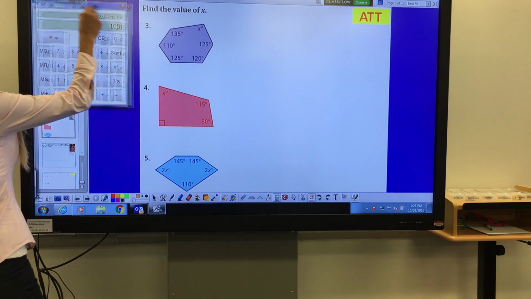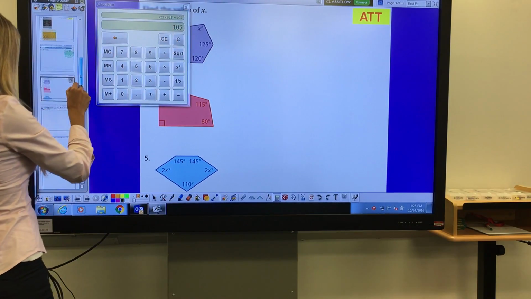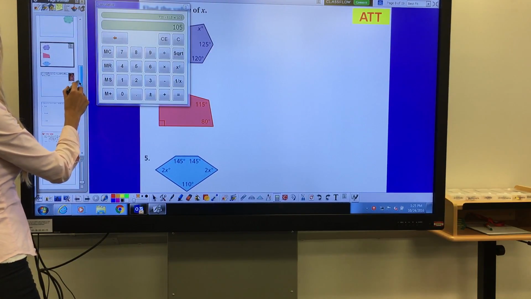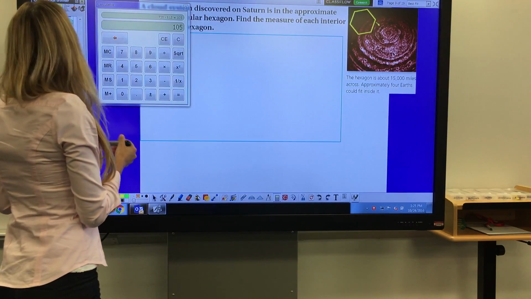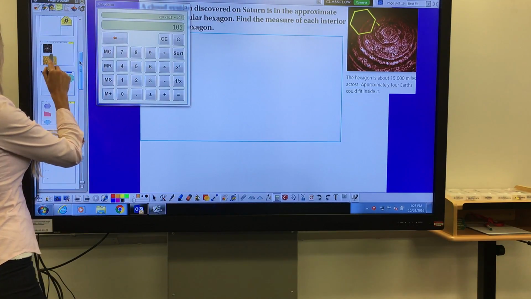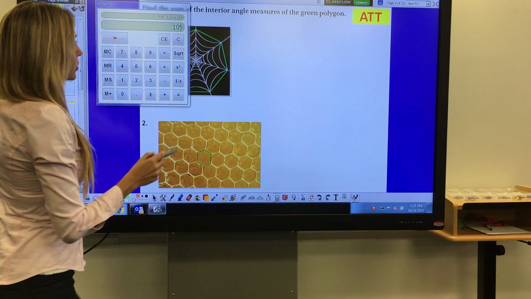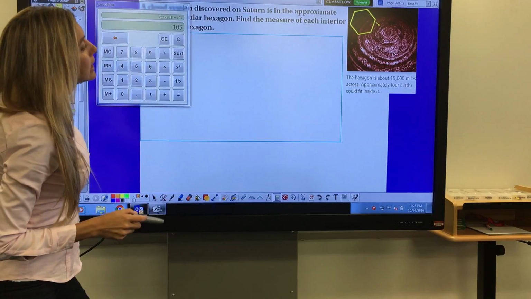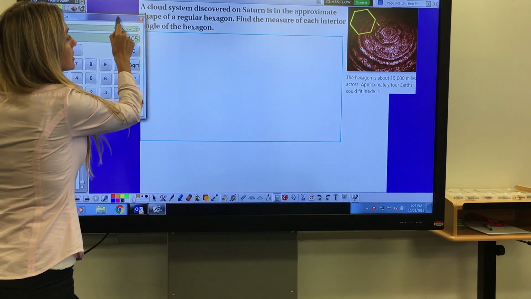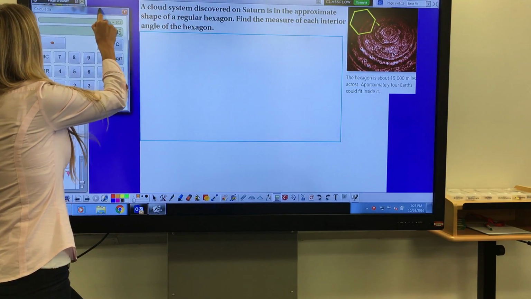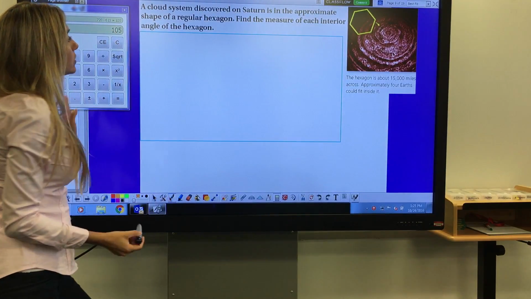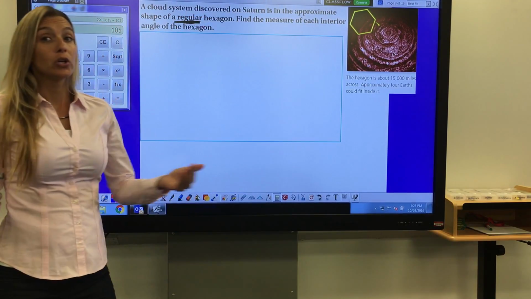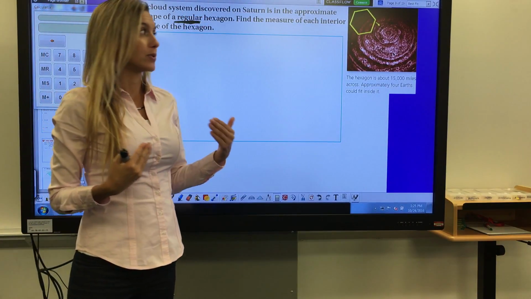You also will be introduced to one more thing, which you should know. You will be talking about regular polygons. Regular polygon means that the measure of each side of the polygon has the same measure. So the second you see the word regular, you know every angle measures the same.